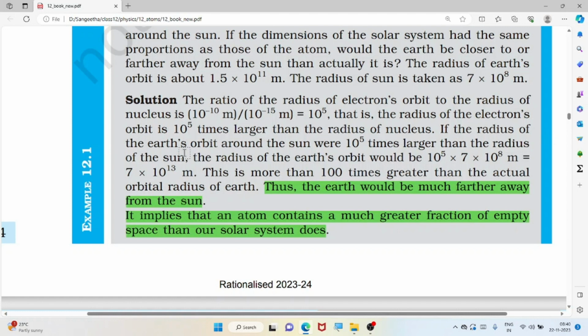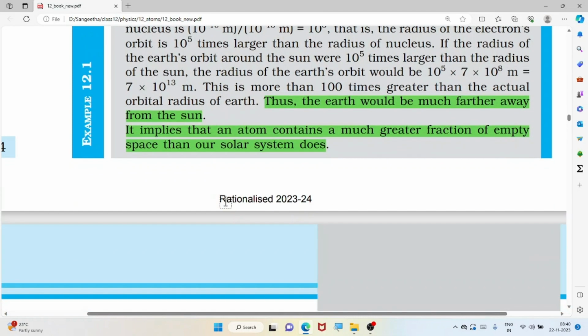If the radius of the earth's orbit around the sun, if the earth is 10 power 5 times larger than the radius of the sun, that is the assumption, the radius of the earth's orbit would be this much. Okay, this is more than 100 times greater than the actual orbital radius of the earth. Thus the earth would be much farther away from the sun.